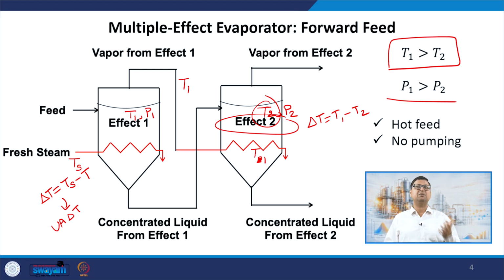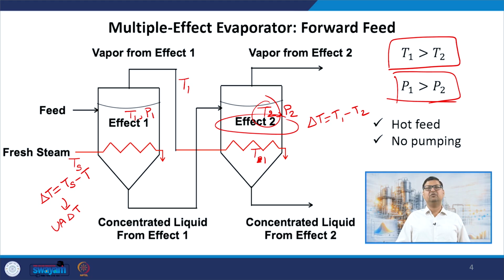Whenever we are using multiple effects, the temperature and pressure will decrease as we go to subsequent effects, because I want to use the vapor that is coming out from the given effect to basically become the heating medium for the subsequent effect. And I can only achieve that if the subsequent effect or the next effect is operating at a lower temperature, right? So when is it good?